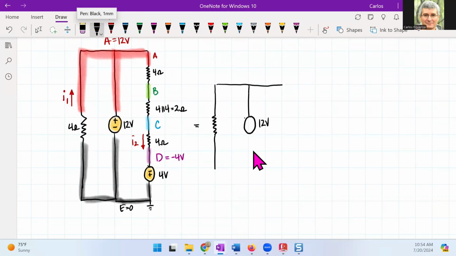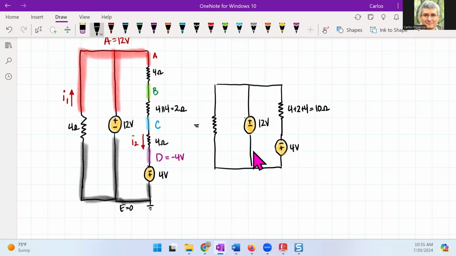Then I have a resistor. I have a source here that now looks like this. So filling in my values, this is going to be positive, negative, negative, positive. That's 4 volts. This guy is 4 plus 2 plus 4. This is the equivalent 10 ohm.